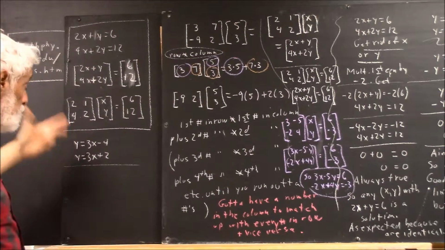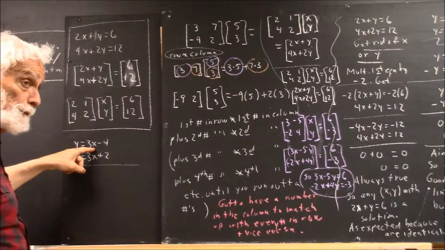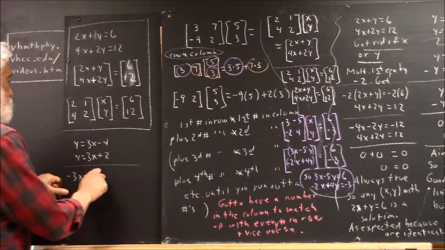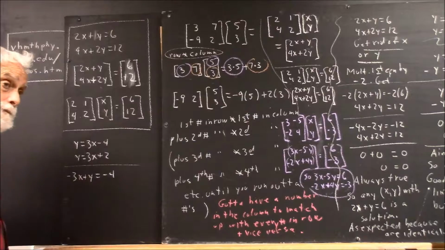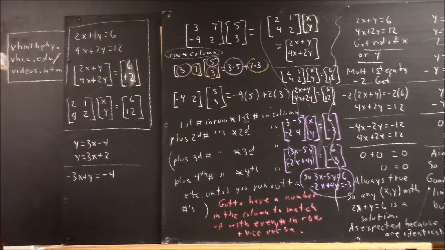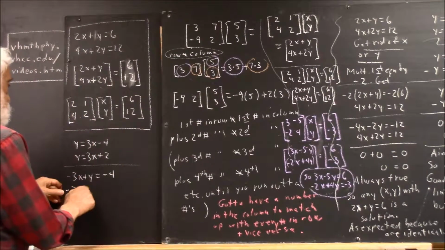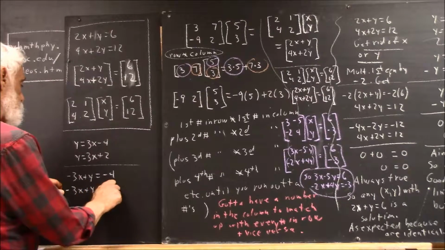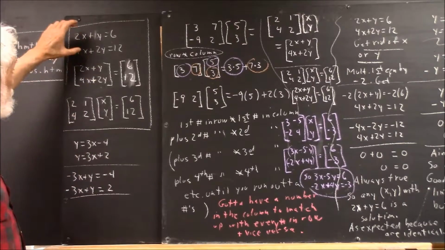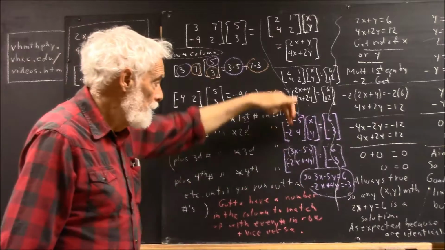We can write the equivalent of each of these equations just by subtracting 3x from both sides, and we get negative 3x plus y equals -4. And here, the x is on this side, we want the x's on this side. Well, if we subtract 3x from both sides, we end up with negative 3x plus y equals 2. Now, this is in a form similar to this, and it's amenable to putting into this form.